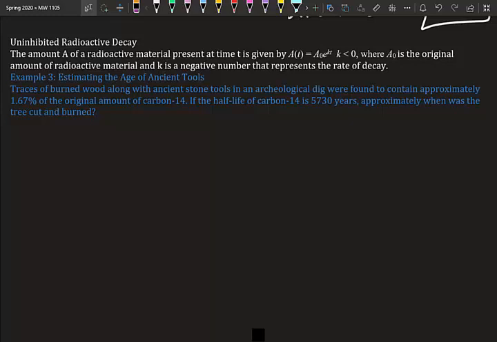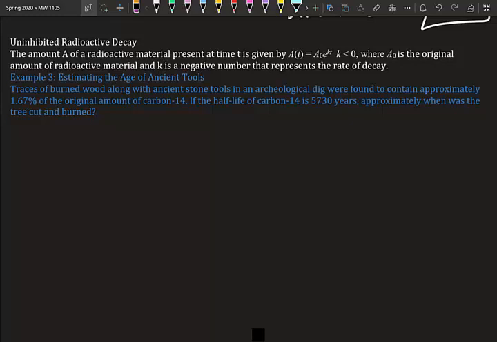Uninhibited radioactive decay. So instead of k being positive now, it's going to be negative because we're decaying. That's the only difference, is that if we're decaying, k is negative. If we're growing, k is positive. But everything else is the exact same. So every step is going to be exactly the same.